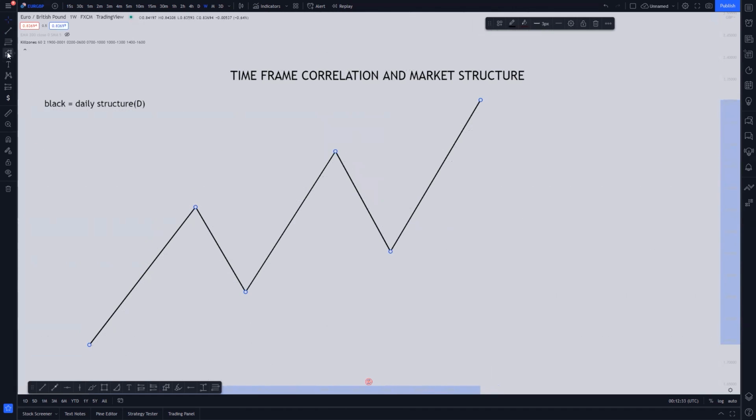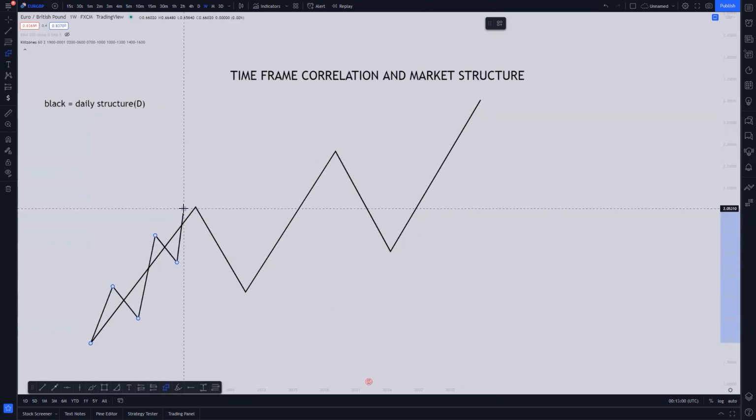Now let's come down to a lower time frame. Let's say we come down to 15 minutes. This impulsive move on the daily will actually be an uptrend in a significantly lower time frame. Let's say, for example, 15 minutes. So that means I have something like this: high, low, high, low, high, low, high, break, low, high, low, high, low, break.